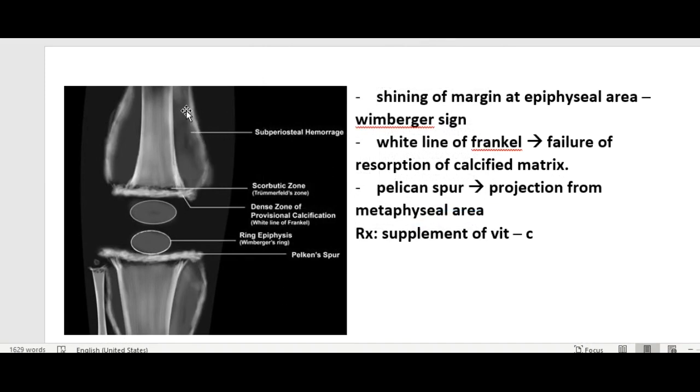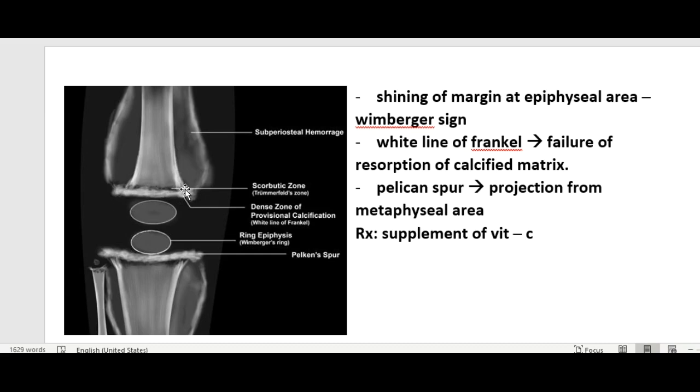So if you see, this is the periosteal hemorrhage which is seen in the X-ray, with some soft tissue mass. Now first there is the scorbutic zone, which you can see. First we will see the white line of Frankel. This dark colored dense zone of calcification is the white line of Frankel.